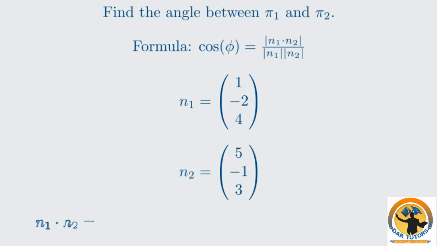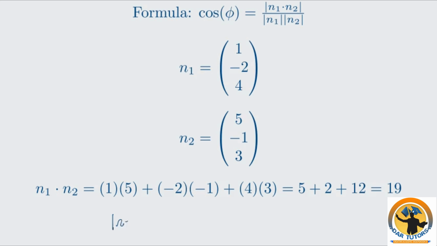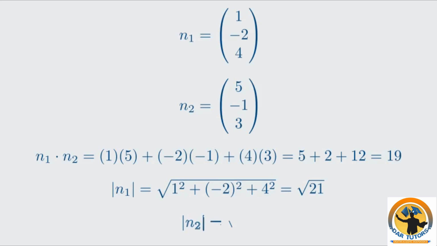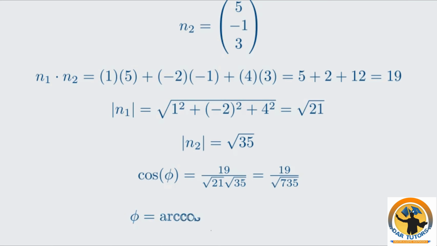Their dot product is 1 times 5 plus -2 times -1 plus 4 times 3, which is 5 plus 2 plus 12, or 19. The magnitude of n1 is the square root of 21. The magnitude of n2 is the square root of 35. So cosine of phi equals 19 divided by the square root of 21 times the square root of 35. Taking the inverse cosine, we find the angle phi is approximately 27.8 degrees.